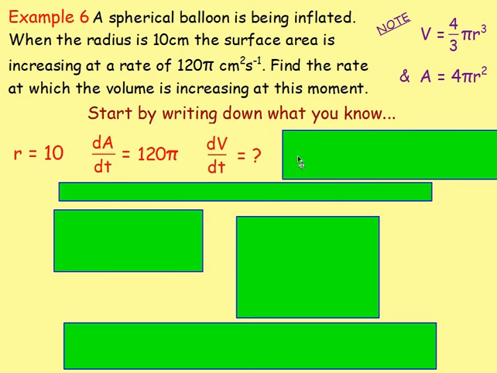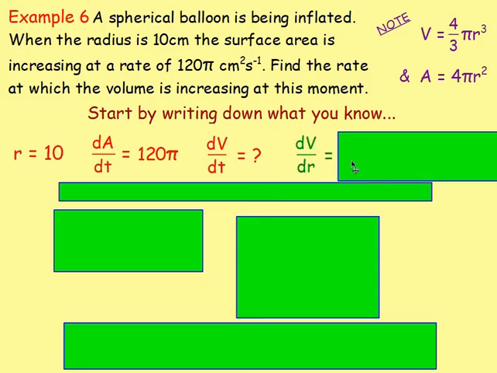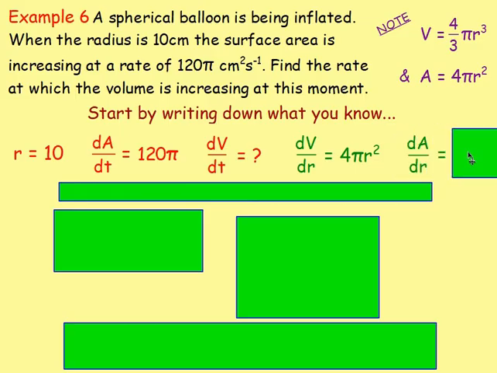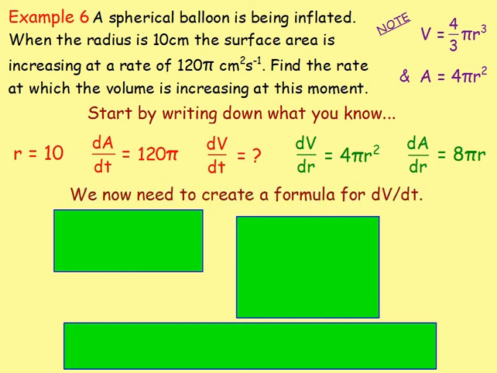Anything else you could work out from that? What do you think, Kier? Brilliant, you're perfectly right. Because you have V written in terms of r, and because you have A written in terms of r, we could differentiate them both with respect to r. So you could also work out a formula for dV by dr. What would that be, Kier? Good, well done, 4 pi r squared. And if you had to work out dA by dr, if you differentiate A with respect to r, that would be brilliant, well done.